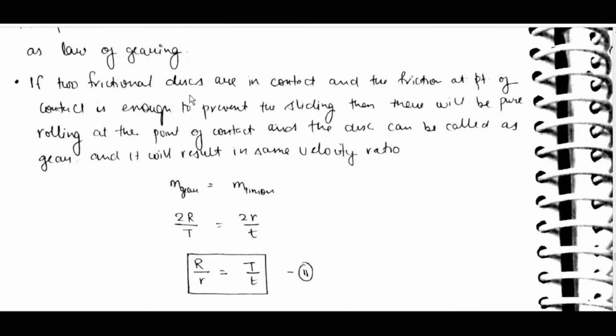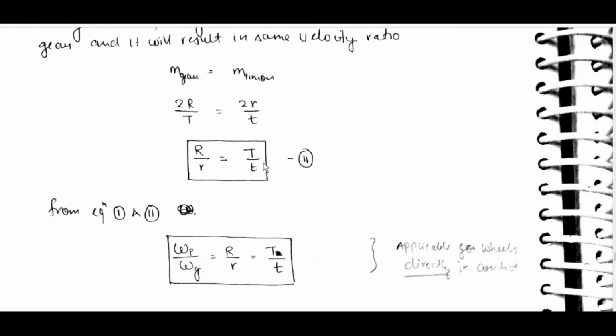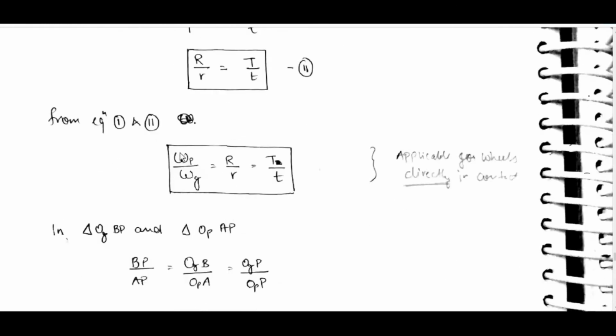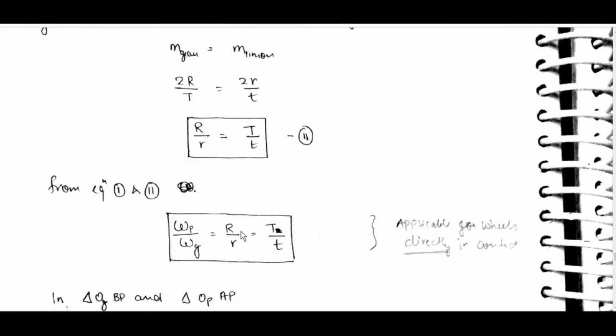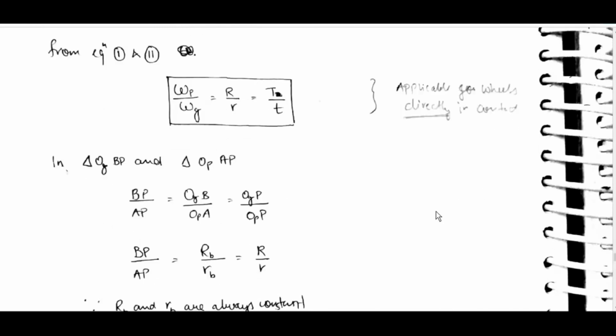If two frictional disks are in contact and the friction at the point of contact is enough to prevent sliding, then there will be pure rolling at the point of contact and the disks can be called gears, and it will result in the same velocity ratio. M gear is equal to M pinion. 2 capital R by capital T is equal to 2 small r by small t. Capital R by small r is equal to capital T by small t. From equations 1 and 2, omega pinion by omega gear is equal to capital R by small r, which is equal to capital T by small t. Applicable to gear wheels directly in contact.